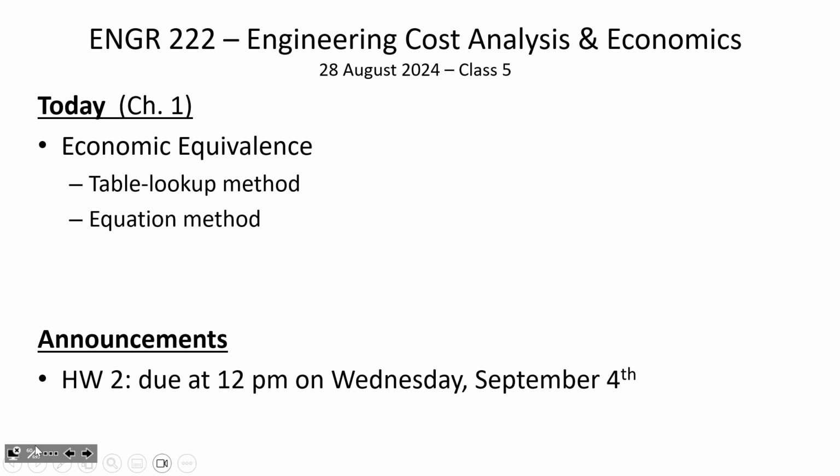Today we're going to continue talking about economic equivalence, which, remember, is how we keep track of the time value of money and how amounts, for example, at the present can be translated into amounts in the future. So we're going to do two different ways of calculating time value of money problems: one, the table lookup method, and one, the equation method.